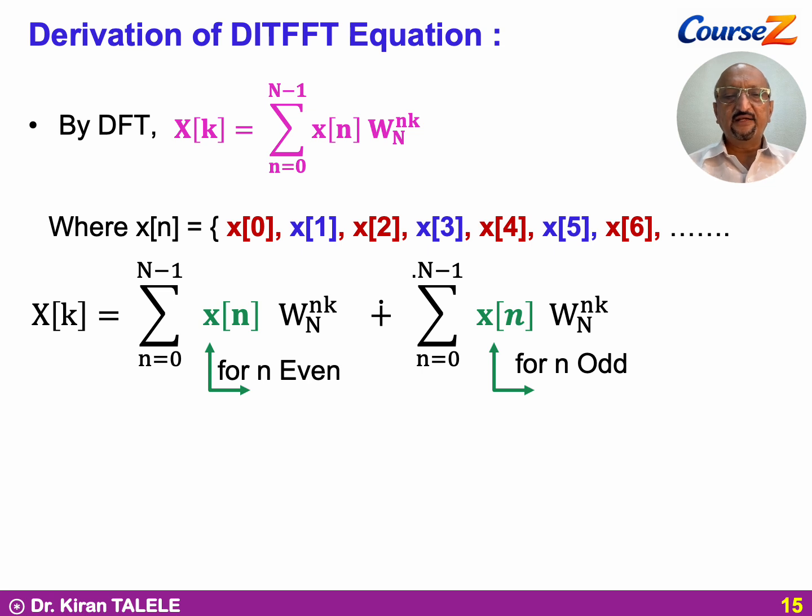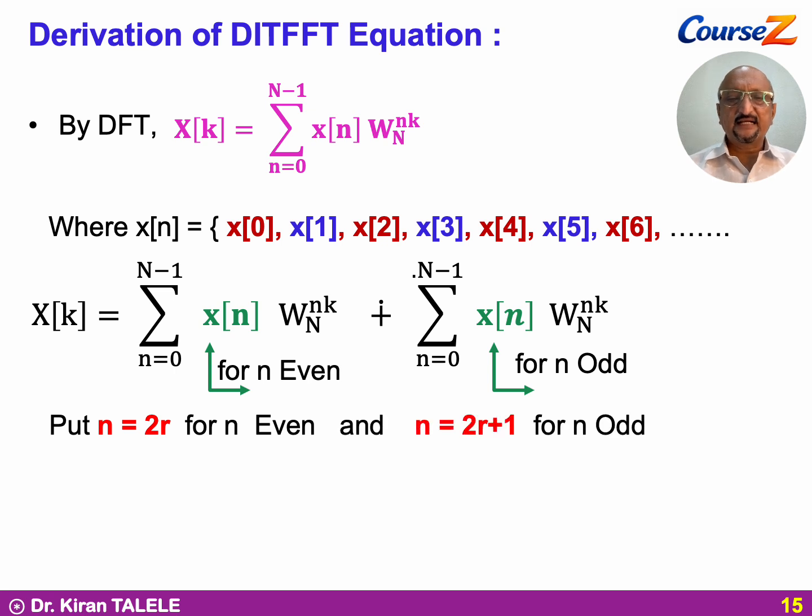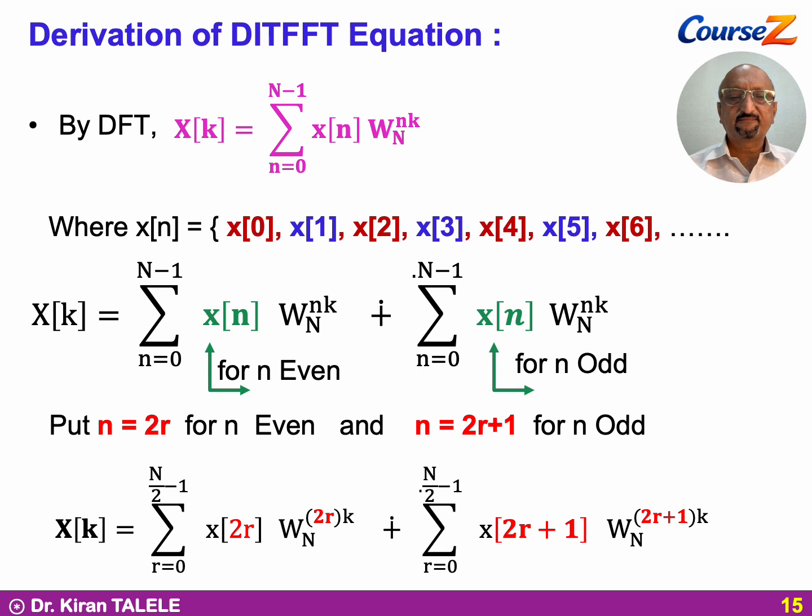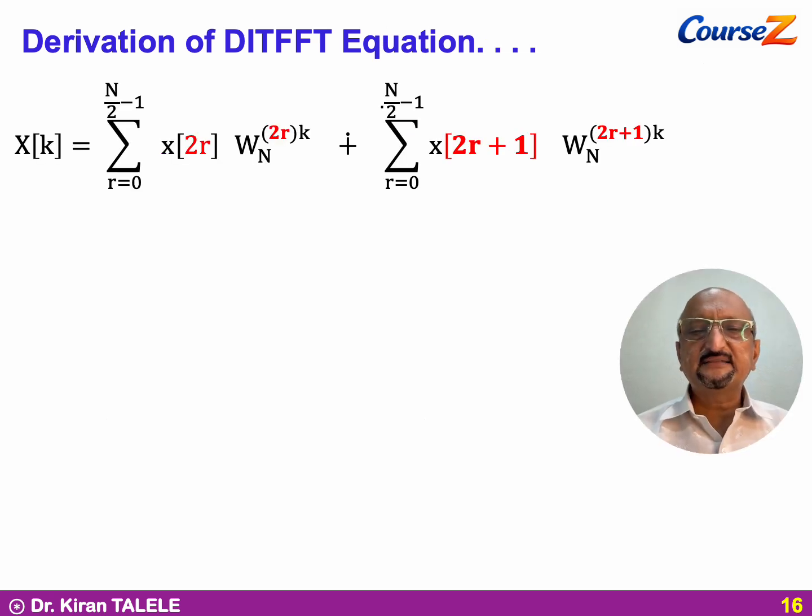So this summation term will divide into two parts. In the first summation term, we will replace this n by 2r, and in the second summation term, we will replace this n by 2r plus 1. So this equation becomes X of k equal to summation of x of 2r W_N raised to nk, n replaced by 2r, that is W_N raised to 2rk, and in the second summation term, n is replaced by 2r plus 1 times k. Let's expand this W term.